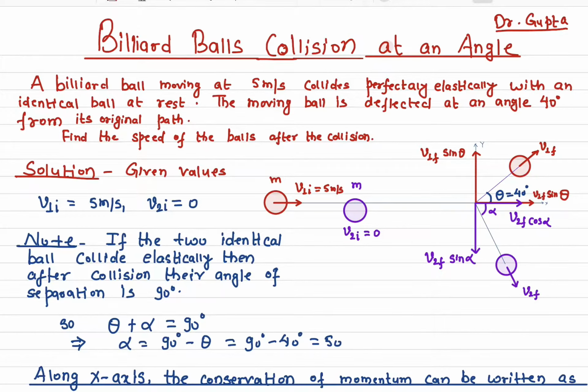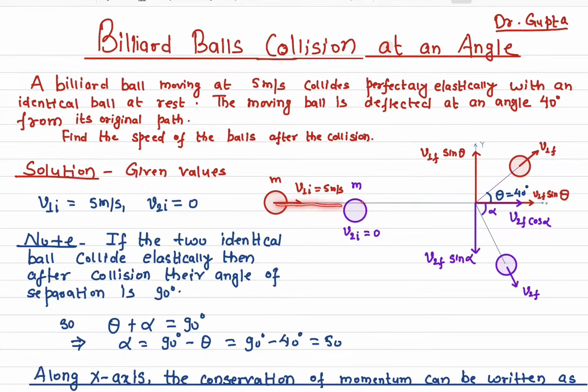In this problem, I'll talk about the billiard ball's collision at an angle. It's not a head-on collision, but rather a collision at an angle. So we have one billiard ball which is moving with a velocity of 5 meters per second, and then an identical ball is sitting here at rest.